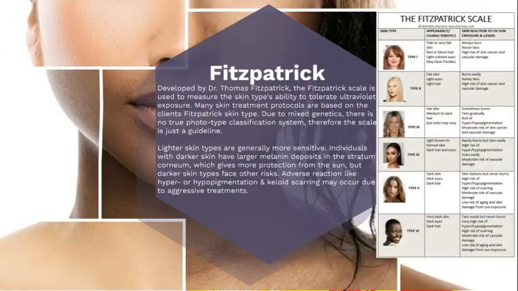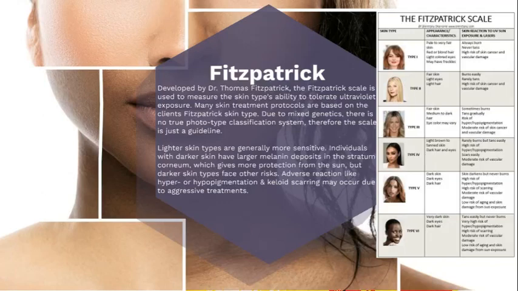So next we have the Fitzpatrick scale. We did talk about this. It was developed by Dr. Thomas Fitzpatrick, and it is used to measure the skin type's ability to tolerate ultraviolet exposure. Many skin treatment protocols are based on the client's skin type on the Fitzpatrick scale. Now, this is just kind of like a guideline, remember, because it's not always exact. Every client is different. But your lighter skin types are generally more sensitive.